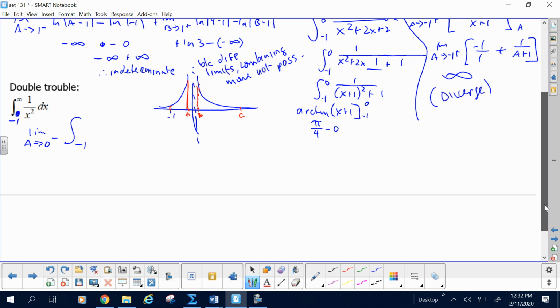So here we go. The limit as a goes to 0 from the left of negative 1 to a, plus the limit as B goes to 0 from the right of B to C, and the limit as C goes to, oh no, you might have to do 4.